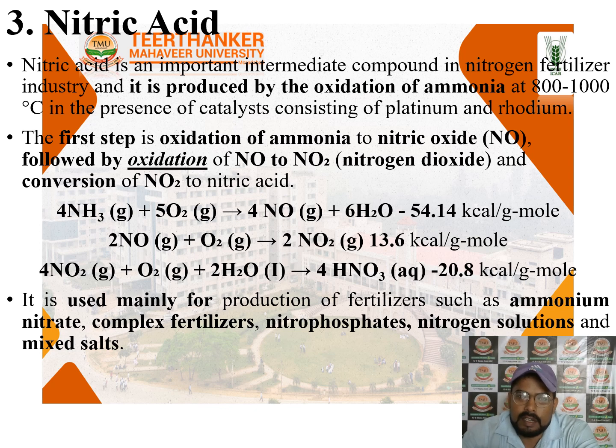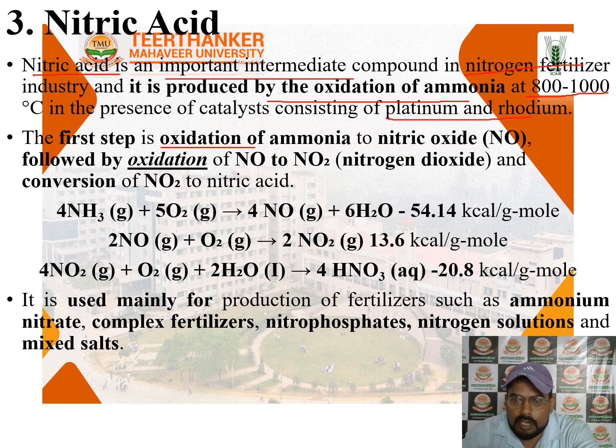Nitric acid is generally used in making different types of fertilizers. Nitric acid is an important intermediate in the nitrogenous fertilizer industries. It is produced by the oxidation of ammonia. Oxidation of ammonia takes place at a temperature of 800 to 1000 degrees centigrade.